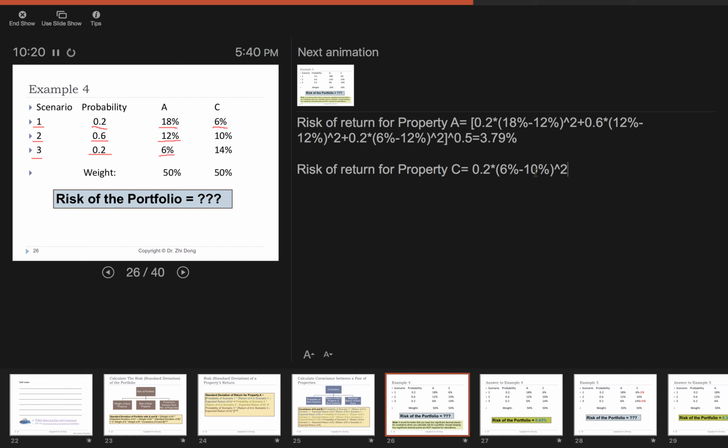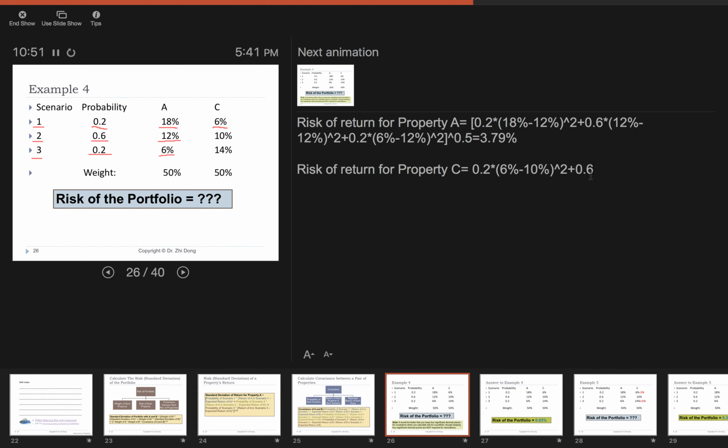Then this overall term captures the information under the first market scenario. This information is about the spread of return for property C under the first market scenario. So now let's add the second market scenario. So first, we do need to see the probability that the second market scenario would happen. That's 0.6.